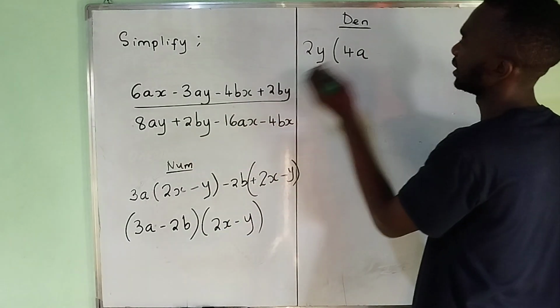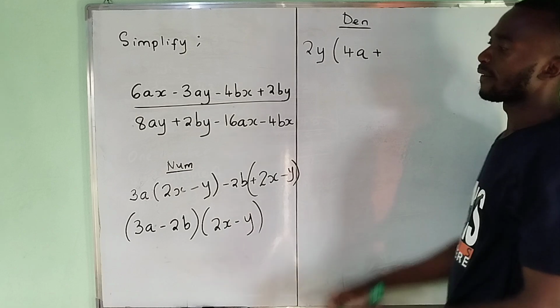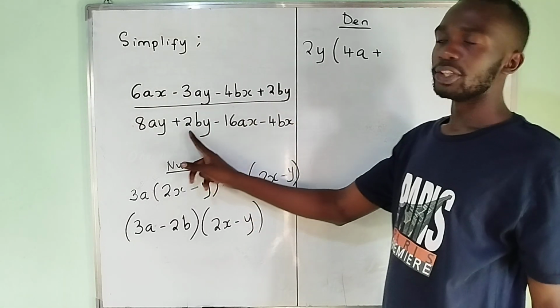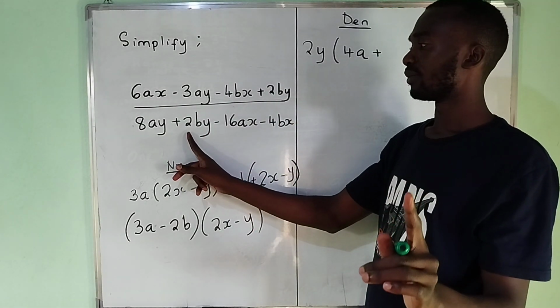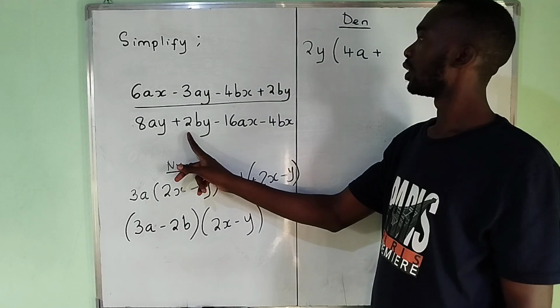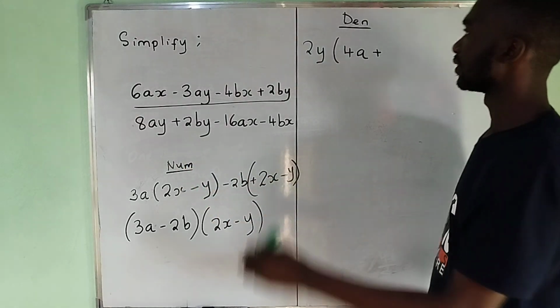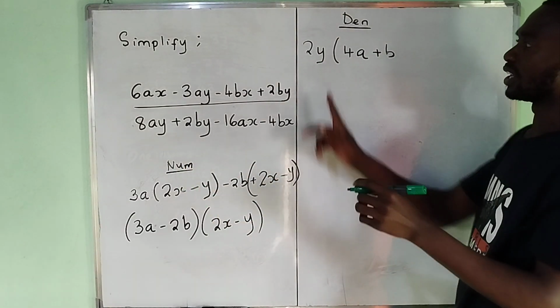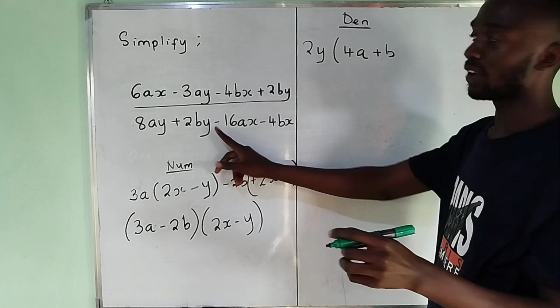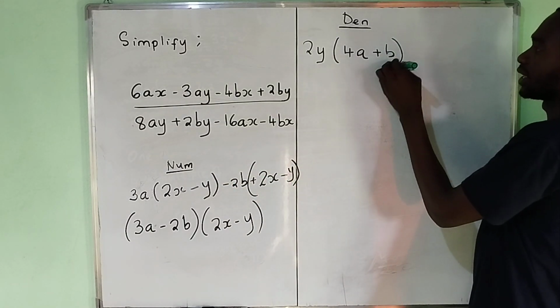Then plus 2 divided by 2 is a 1. So 2 will cancel 2. Then b is remaining. Then y will simplify y. So that is the first bracket.